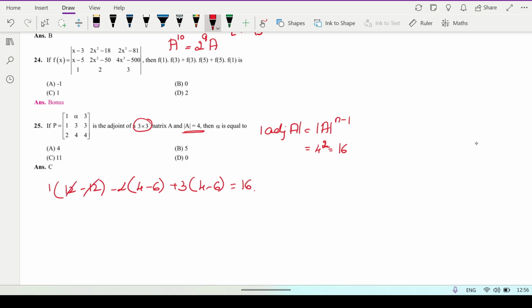Simplify this, 12 minus 12 will get cancelled, 4 minus 6, that is minus 2 into minus alpha, 2 alpha minus 6 is equal to 16. That means 2 alpha will be equal to, if you shift this, it is 22. So alpha value is 11. That is option C.